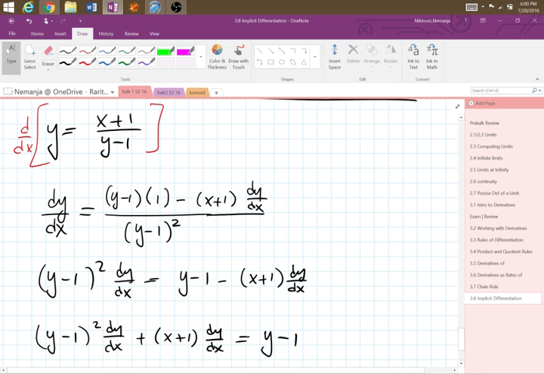So, looking at the expression here, we have the denominator that prevents us from moving the term x plus 1 dy/dx to the left. That's why we cross multiply first, and then move the term dy/dx to the right and factor out dy/dx. So it's always the same steps.